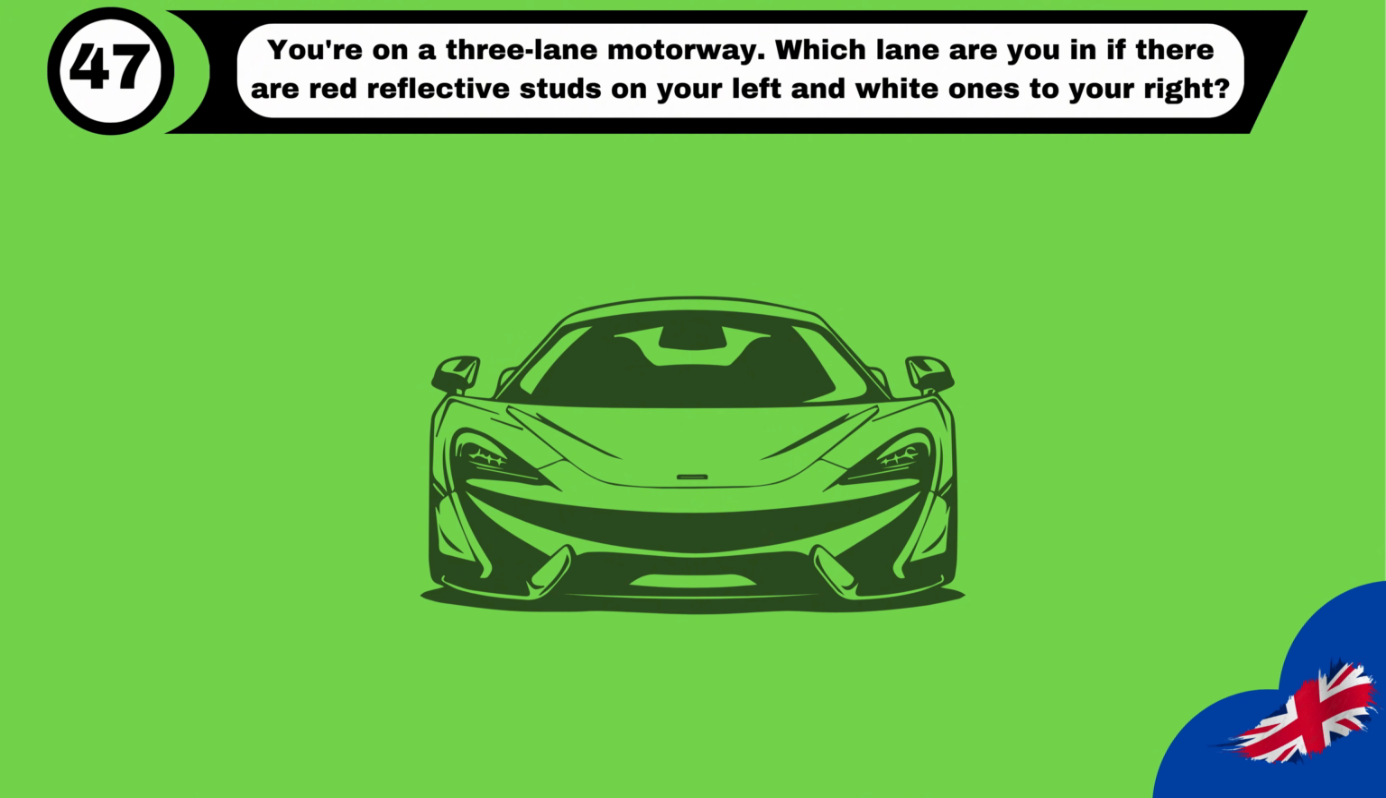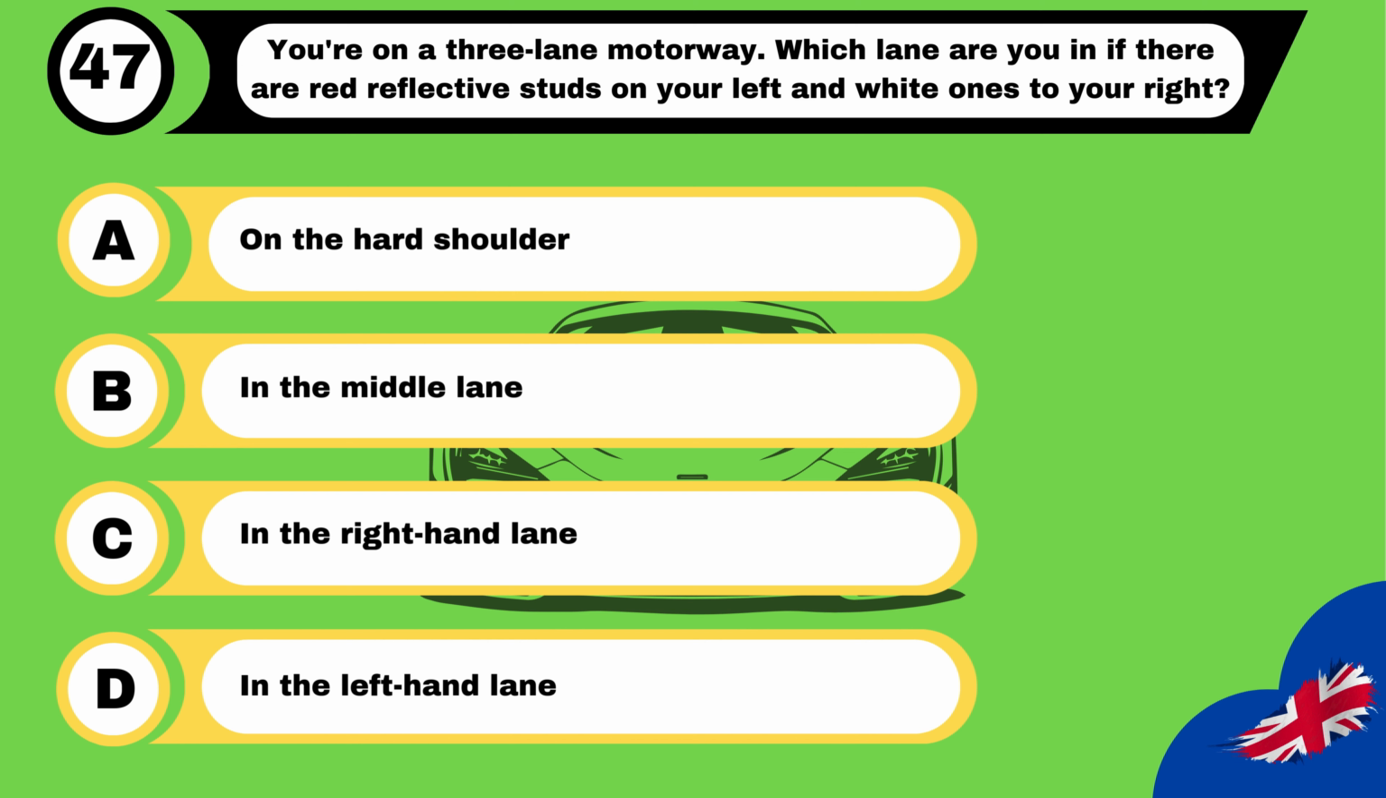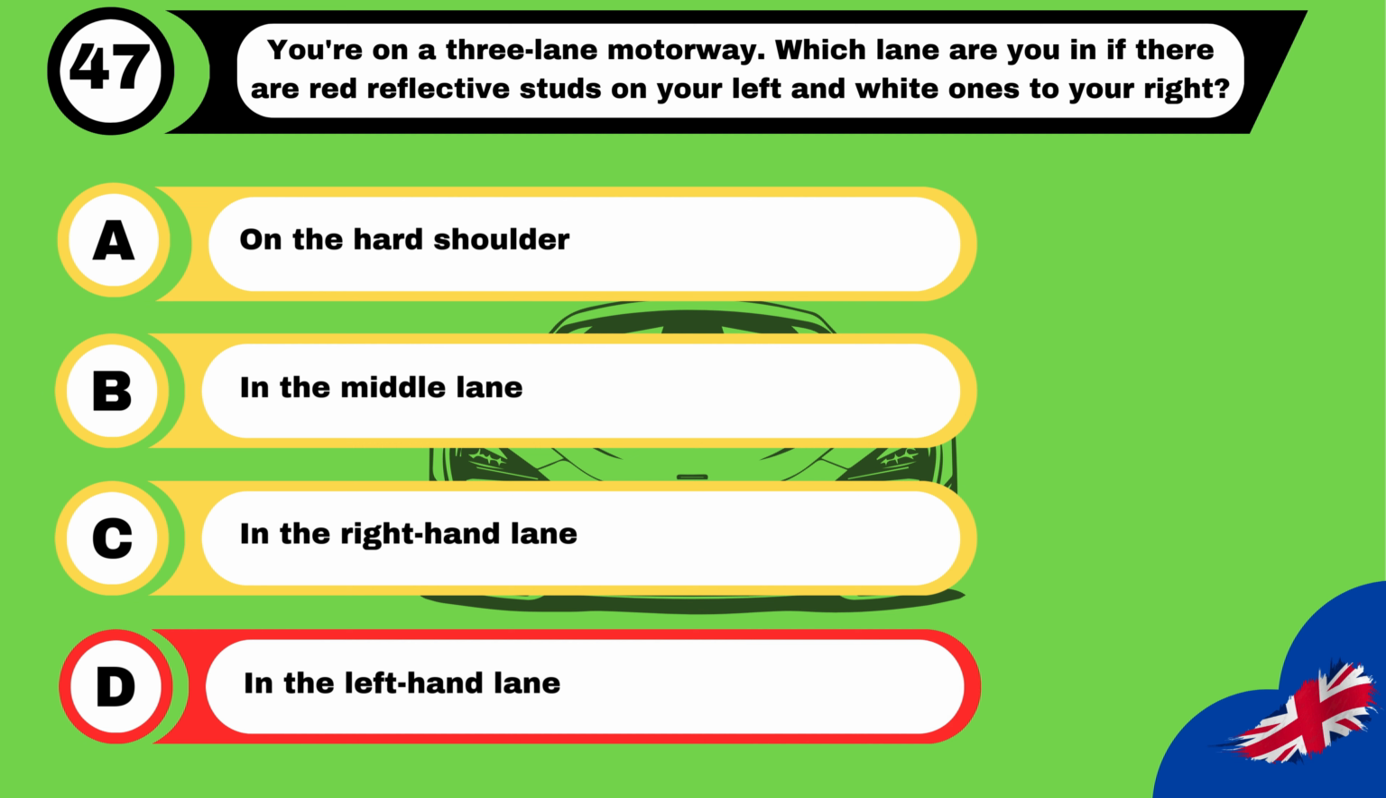Question 47. You're on a 3-lane motorway. Which lane are you in if there are red reflective studs on your left and white ones to your right? A. On the hard shoulder. B. In the middle lane. C. In the right-hand lane. D. In the left-hand lane. The answer is D. In the left-hand lane.